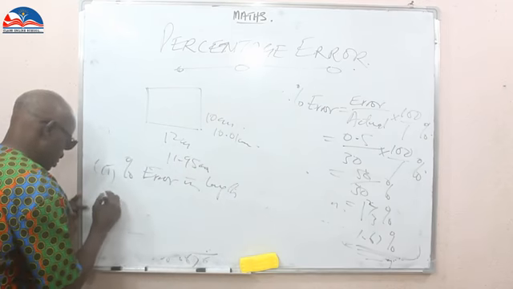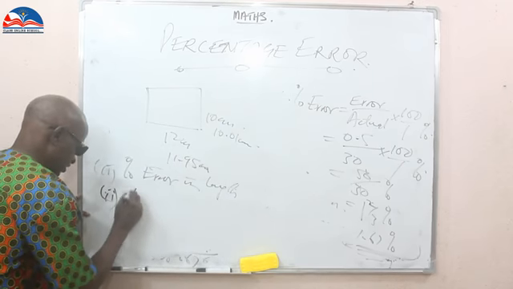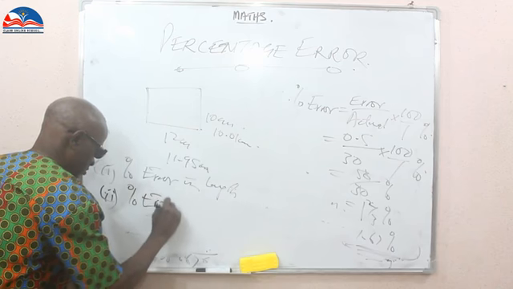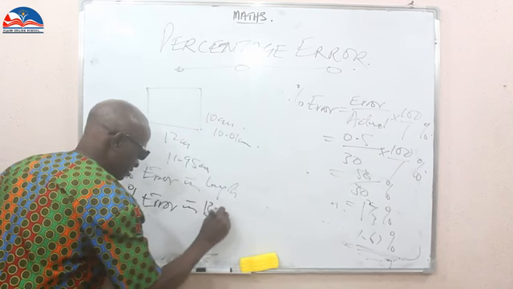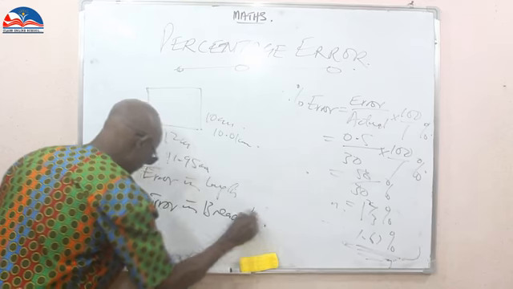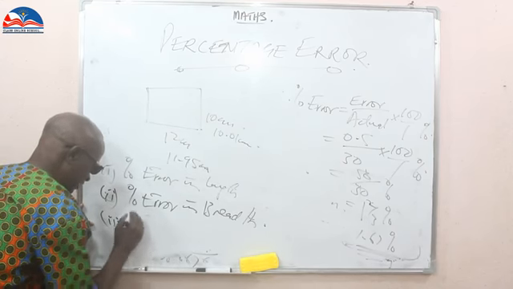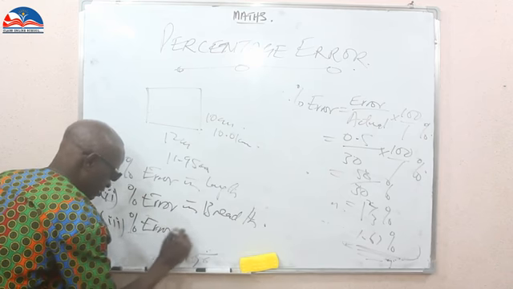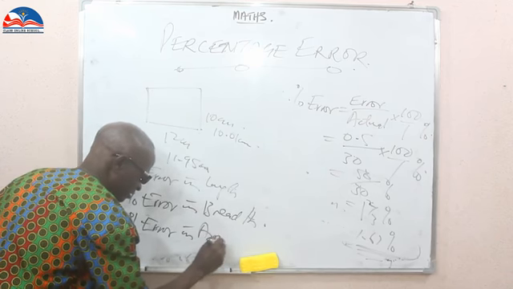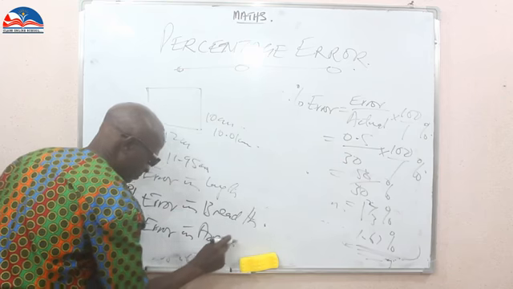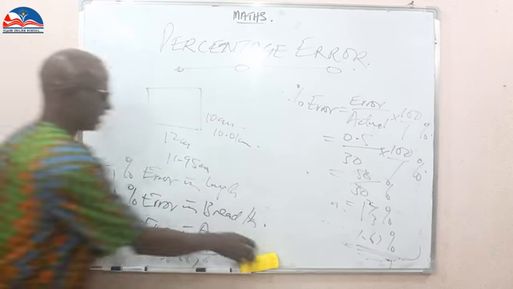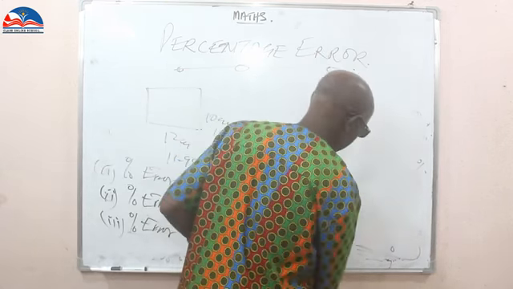Also 2, percentage error in the breadth. And finally, last number 3, percentage error in area. I'm going to take it one by one, starting from 1, percentage error in the length.